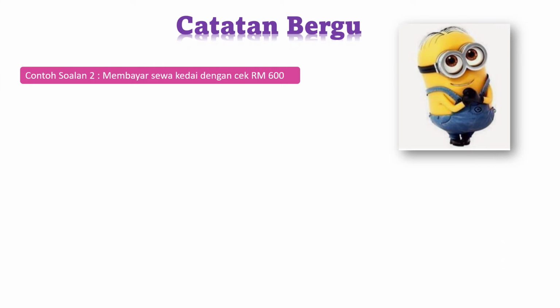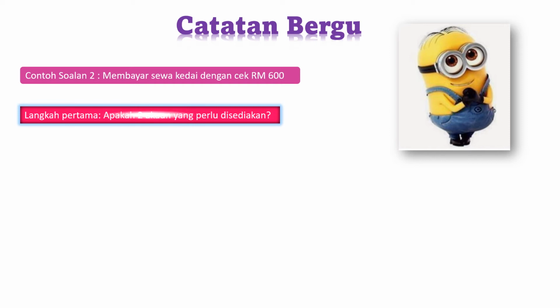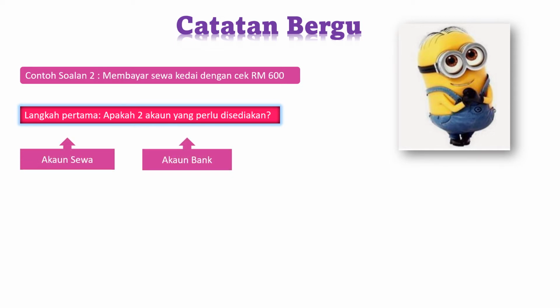Okay, now let's see another example. Contoh soalan 2. Membayar sewa kedai dengan cek RM600. Langkah pertama, apakah dua akaun yang perlu disediakan? Dua komponen yang terlibat dalam transaksi ini ialah akaun sewa and akaun bank. Why akaun bank? Because the bayaran dibuat menggunakan cek, correct or not? Anytime a check is involved, we have to open account bank.